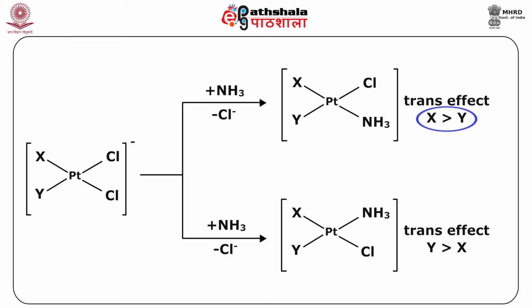See, if the trans directing power of X is greater than Y, in that case what will happen? The ammonia molecule will attack trans to X, not trans to Y. On the other hand, if Y has greater trans directing power than X, then the entering ammonia molecule will form the product where ammonia binds trans to Y, not trans to X. So that way we can synthesize different isomeric compounds in a square planar system, applying the ability of the ligands and their trans directing power.